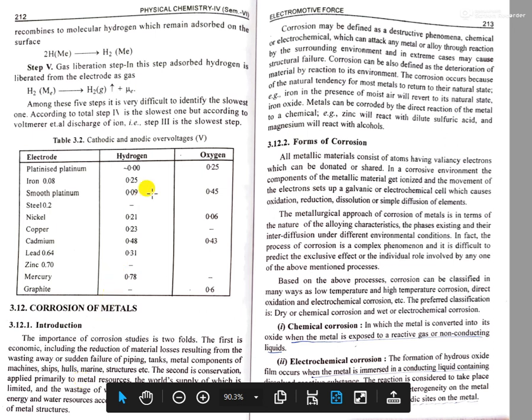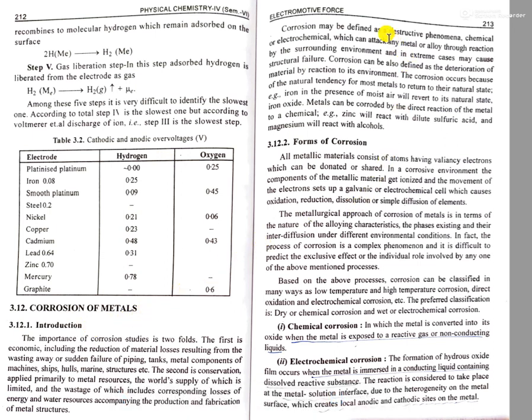And second is conservation, and this is applied primarily to metal resources. So, what is meant by corrosion? Corrosion is a destructive phenomenon. As we can see from the definition, it is either a chemical or electrochemical process in which a metal or an alloy is attacked by the surrounding environment, and in extreme cases this corrosion leads to structural failures.